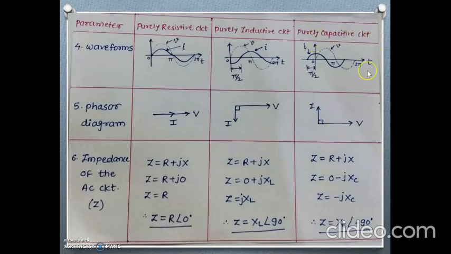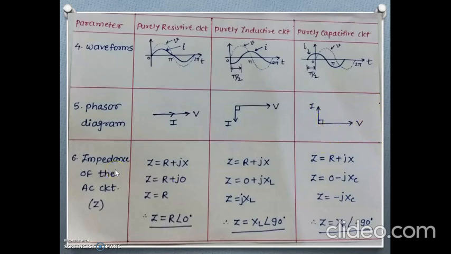In a purely capacitive circuit, the voltage vector is the reference and current leads voltage by 90 degrees. So current should be drawn vertically upward, so that when they are rotating in the anticlockwise direction, the current vector always leads the voltage vector by 90 degrees.